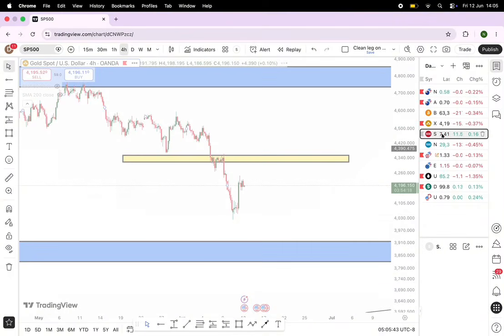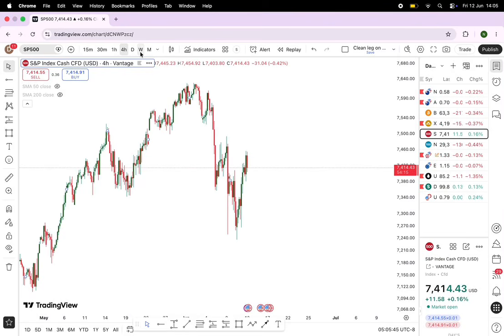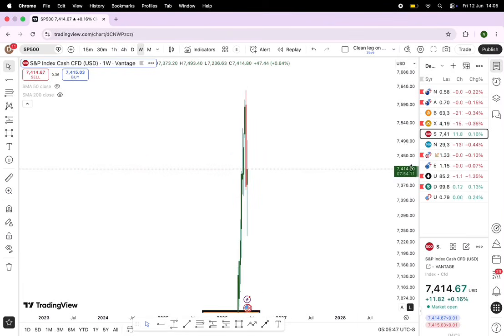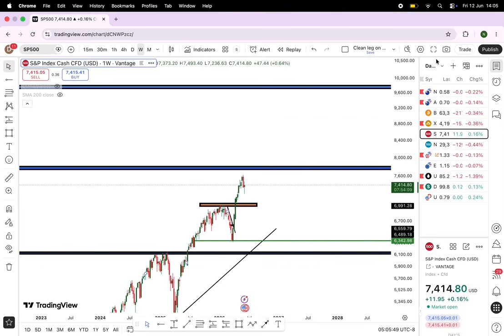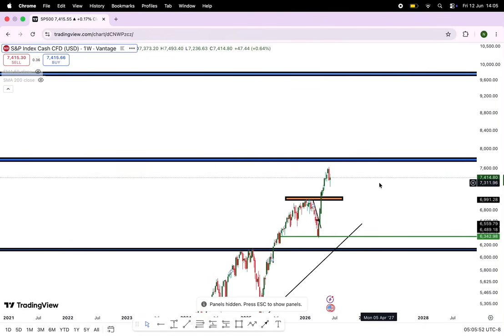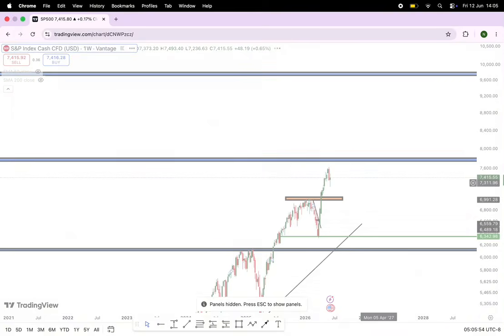So now onto the indices. I have something going on the indices that I actually want to show you guys real quick. So first things first, S&P has been on a significant bullish trend since the first day I analyzed S&P.